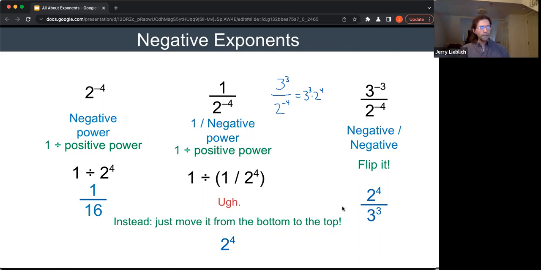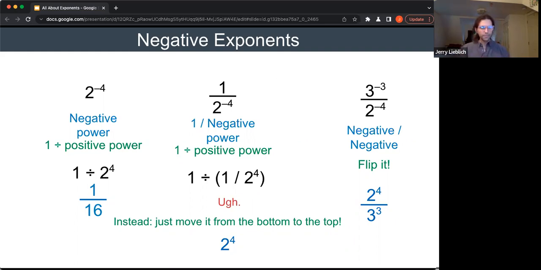Any questions about these negative exponents before I go on to a couple other rules? Okay.